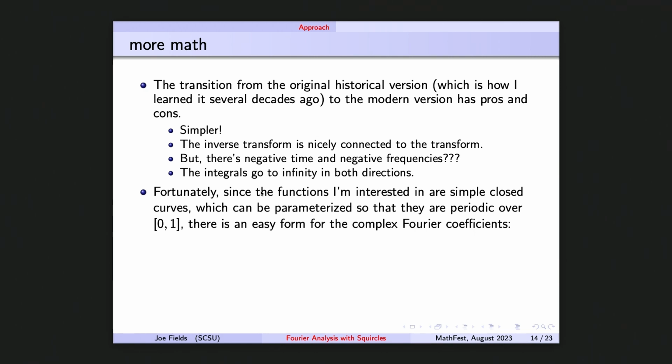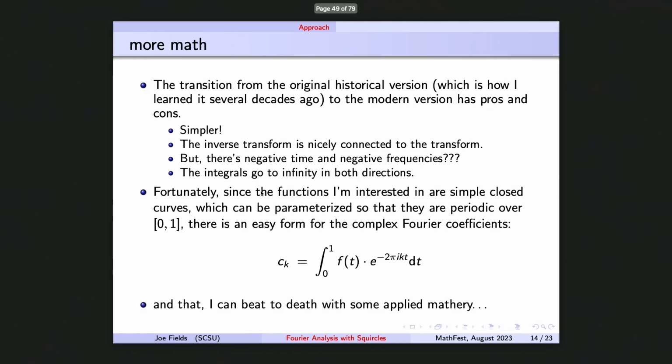So there's a nice reduction that happens, though. The things I'm interested in are simple closed curves, and despite the fact that there's all these different pi's to deal with, as we saw in Rob's presentation, I can make it so that I parameterize them over 0, 1. And then the form for the complex Fourier coefficients is just that. Okay, I suppose it's a little complicated, but it's not very hard. It's a complex path integral, and it goes from parameter t is 0 to t is 1. I can beat that to death. I can get you numbers for that sucker, right?